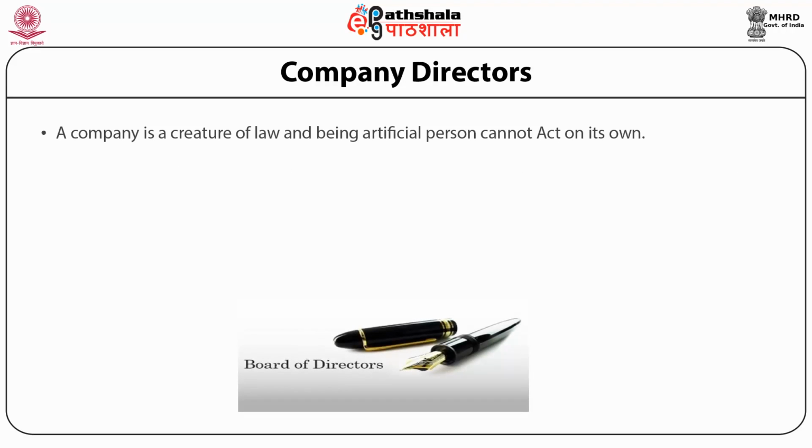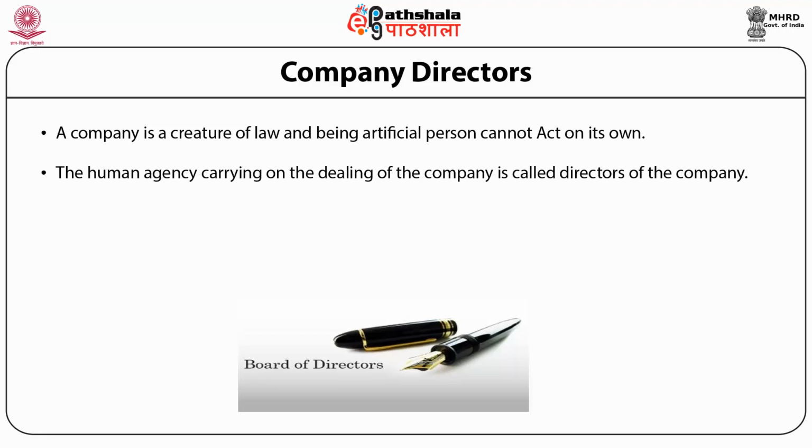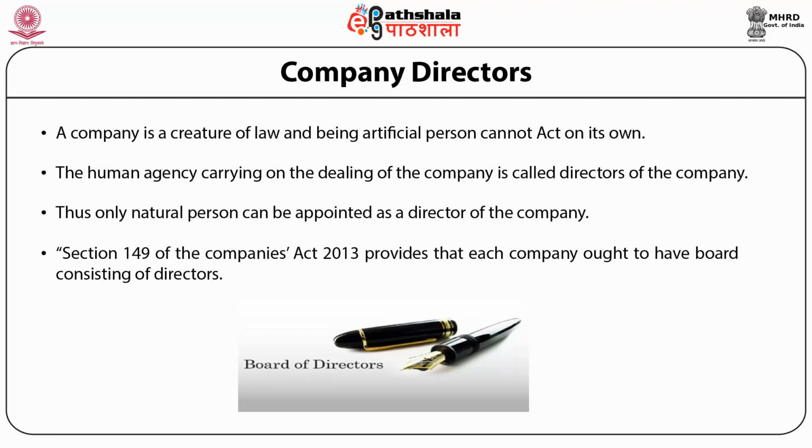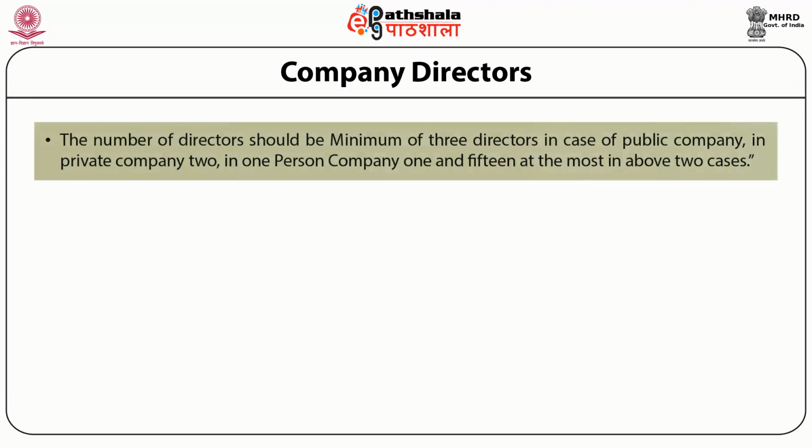Company directors. A company is a creature of law and being an artificial person cannot act on its own. The human agency carrying on the dealings of the company is called directors of the company. Thus, only a natural person can be appointed as a director of the company. Section 149 of the Companies Act 2013 provides that each company ought to have a board consisting of directors. The number of directors should be a minimum of 3 in case of a public company, in a private company 2, in a one person company 1, and a maximum of 15 in most cases.